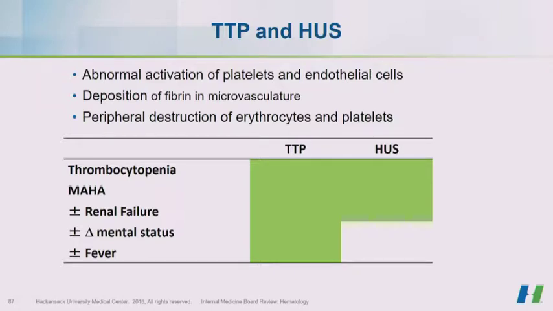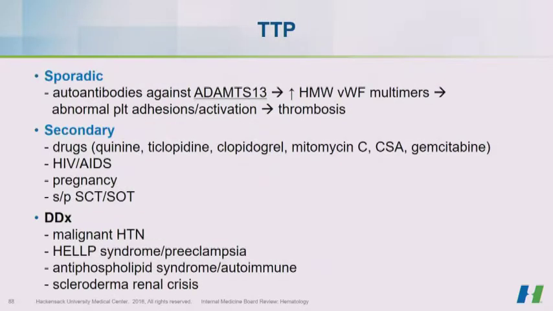Don't rely on renal failure. That's a good pointer for HUS, but don't rely on mental status and fever by no means. TTP may occur sporadically through the production of autoantibodies against ADAMTS13. That's a metalloproteinase, I mentioned it before, that cleaves the very large von Willebrand factor multimers into smaller units. If this enzyme is missing, von Willebrand factor will not be cleaved into small units, and it will be hyperactive in attracting platelets, adhering platelets, and activating the endothelial surfaces. And that leads to thrombotic complications in various vascular beds.